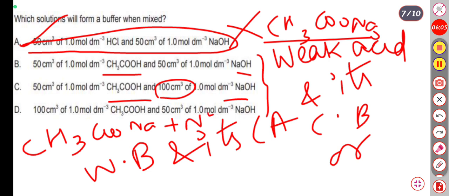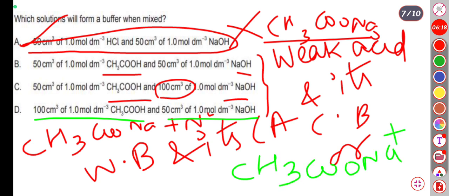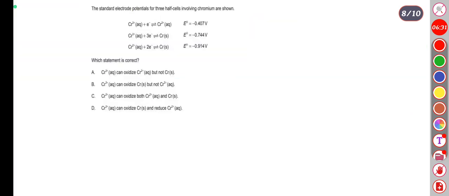Whereas in the case of the last option, where it is 100 ml of acid and 50 ml of base, when they mix together you get CH3COONa plus some amount of acid. This is exactly the buffer solution. So a buffer solution is formed by an excess of acid and a fixed amount of base. So option D is the right answer.